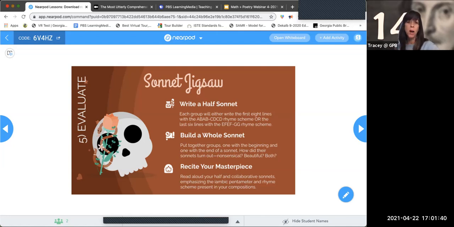not to just throw them into writing a sonnet right off the bat, is for groups to do a sonnet jigsaw, where groups come together and they just write half a sonnet. So one group might just write the first 8 lines, the first 2 quatrains, and the other group can write just 6 lines, the last quatrain and the couplet. So you just have portions of sonnets, 8 and 6, and have different groups write them and then see what happens if you put them together.